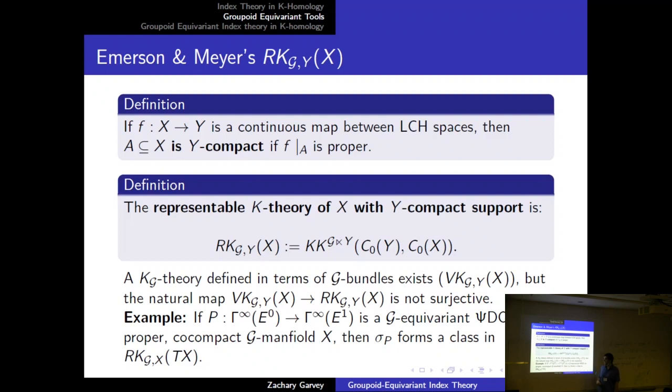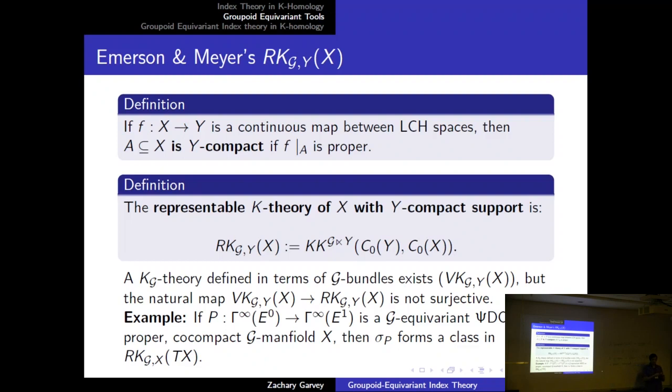So there are actually examples where there's not enough vector bundles to really generate all of this K-theory. And so this becomes a really interesting problem, trying to do index theory here. Okay, quick example. If you've got a pseudodifferential operator that's G-equivariant, the symbol will form one of these representable K-theory classes. In fact, it forms one of these BK classes, which maps to RK.